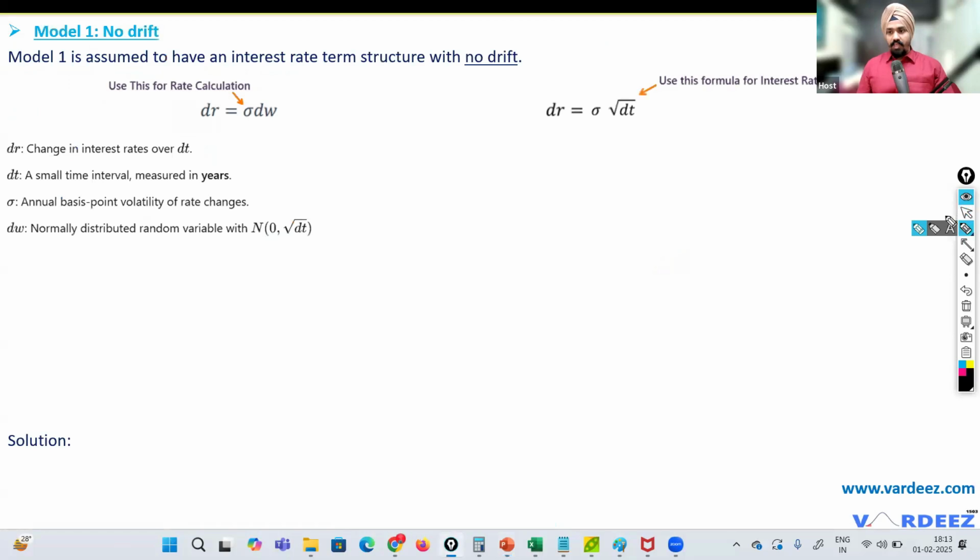Here we have the very first model, which is no drift. This is what the model looks like. dr, what does d stand for? Change. Nothing else. So the change in r, what is r? r is the interest rate. So the change in the interest rates is equal to nothing but the volatility. Obviously stock prices and interest rates have a volatility, right? They go up and down. That is volatility. And what is this dw?